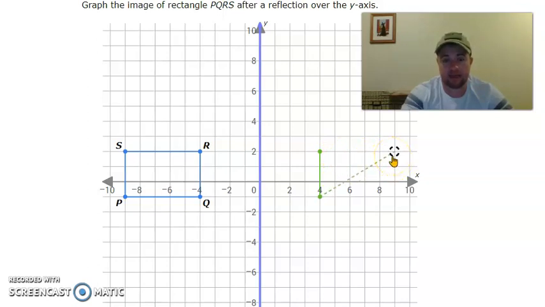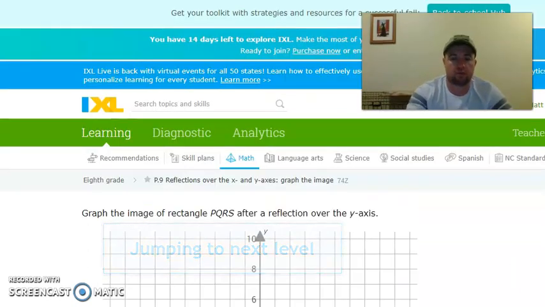Now, here's the thing. If I plot this right here, then I kind of mess up my shape. That's not what I want to do. So I got to be very careful. So I'm going to fix this. I'm going to say this goes to here, this goes to here. And because it's a rectangle, that means my point P is already taken care of. Now I have reflected my image across the y-axis. We'll try one more.